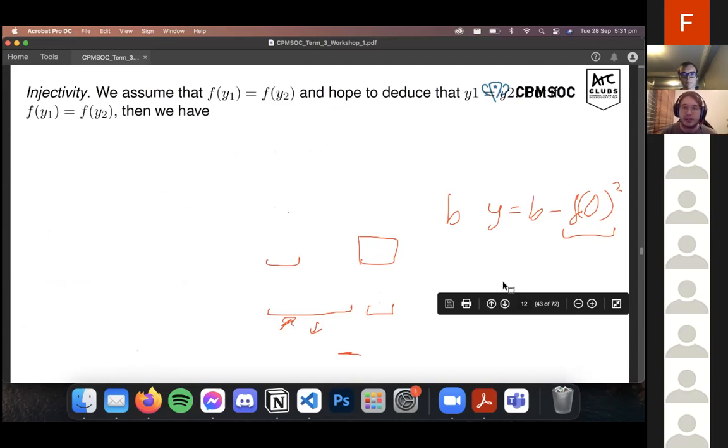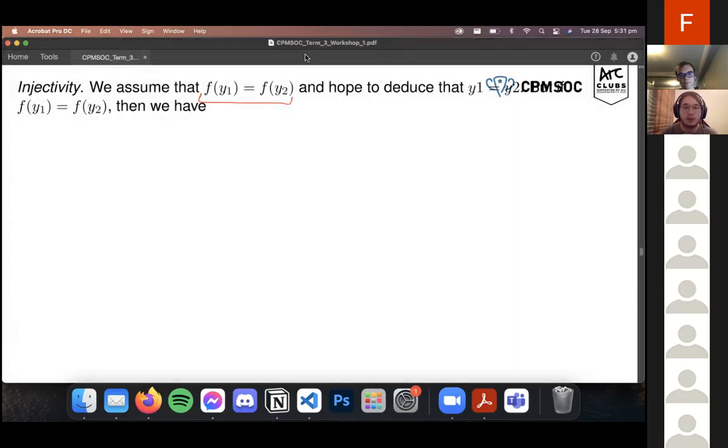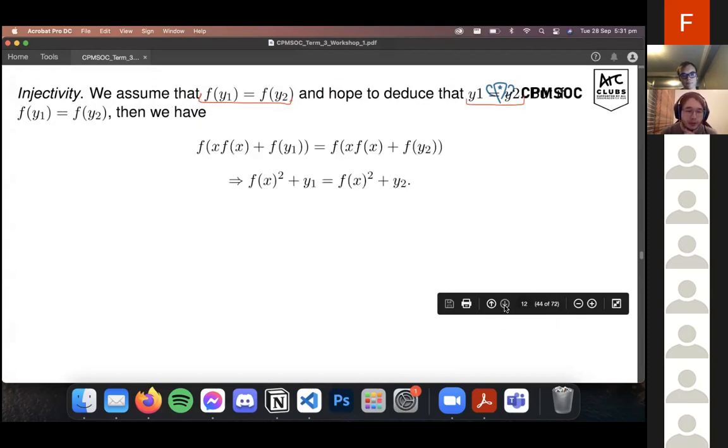The next half is injectivity. When approaching injectivity, we assume that f(y1) equals f(y2), so the function value at two points is the same, and we hope to deduce that y1 equals y2. So if f(y1) equals f(y2), then we have this here, because they are the exact same expression. We've looked at the left-hand side of our equation and seen some kind of f(y) that we can make equal. And because the left-hand sides are equal, the right-hand sides must be equal, which gives us that these two equations must be equal.